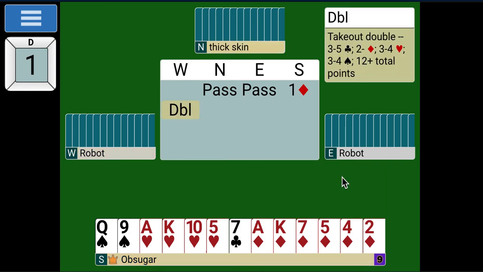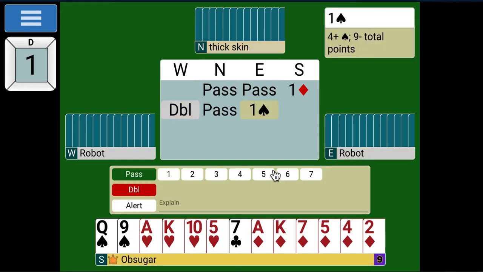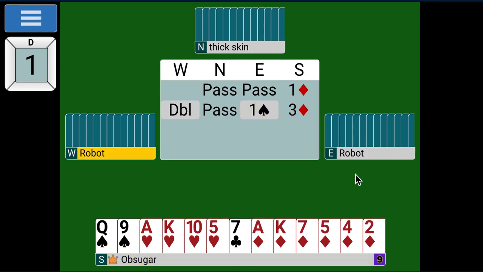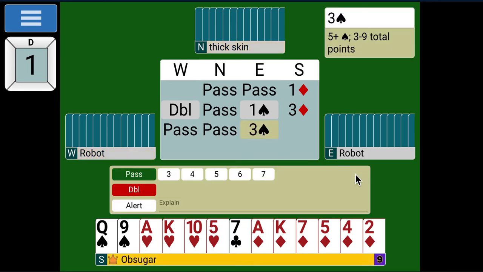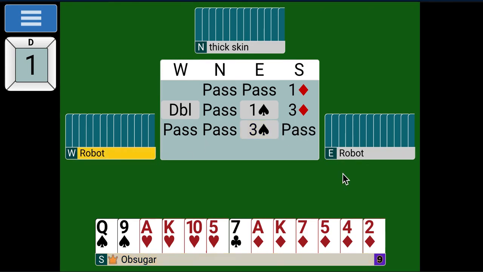So we get a diamond, double. My partner bows out. Spade, I bid 3 diamonds. Pass, and there we get 3 spades. And this is the auction we were looking for. All right.